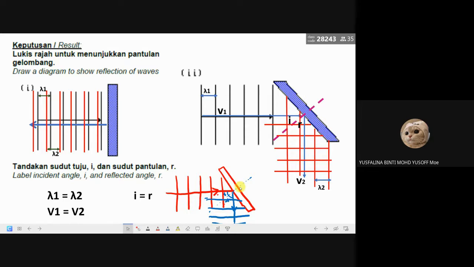Here it asks you to label the incident angle I and the reflected angle R. We already labeled I and R here. The next one is lambda 1 equals lambda 2. V1 is also equal to V2. So here the velocity is also the same. V, F, lambda, there is no change. The only thing that changes is the direction of propagation. You have the formula, right? V is equal to F lambda. Speed is not changed, frequency is not changed, wavelength is not changed. The only thing that changes is the direction of propagation.